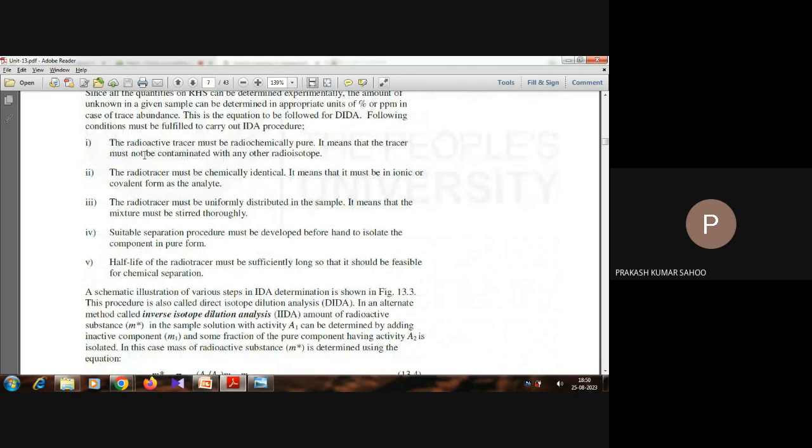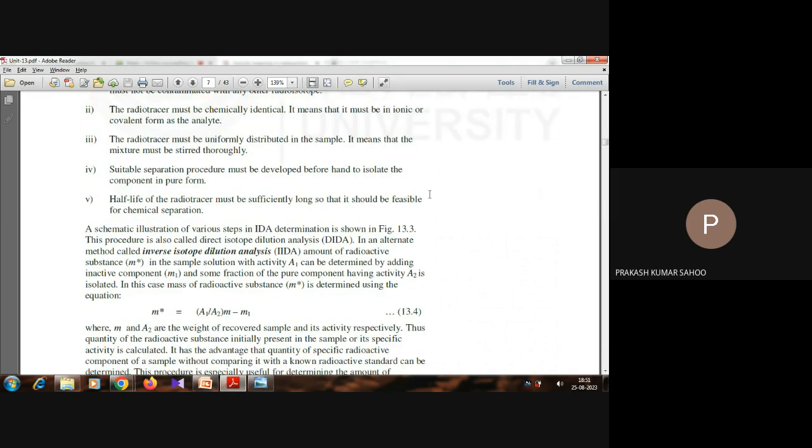The radioactive tracer must be radiochemically pure. It must be in a pure state. It means that the tracer must not be contaminated with any other radioisotope. This is very important. The radio tracer must be chemically identical, it means that it must be in the same ionic or covalent form as the analyte. The radio tracer must be uniformly distributed in the sample. It means that the mixture must be stirred thoroughly.